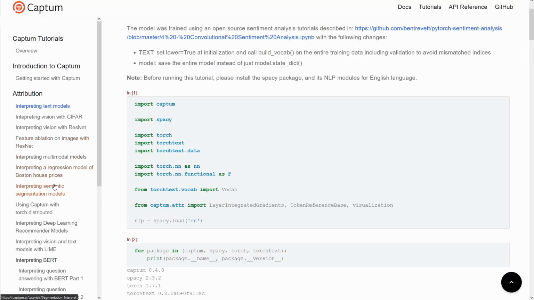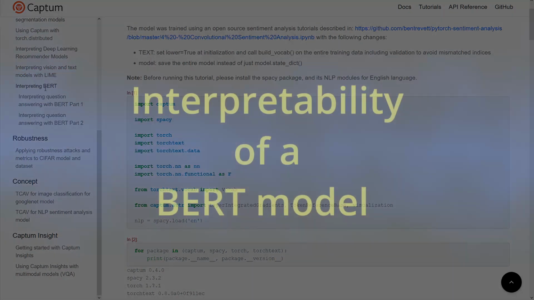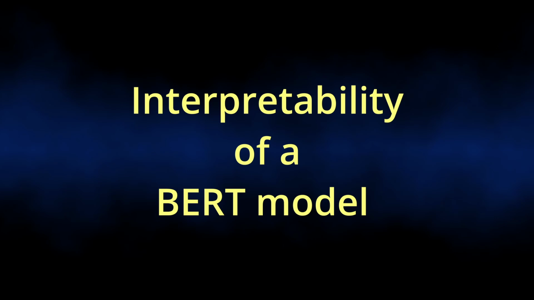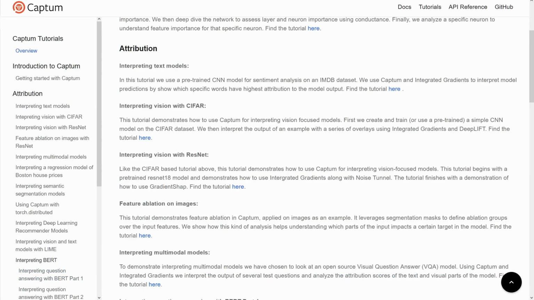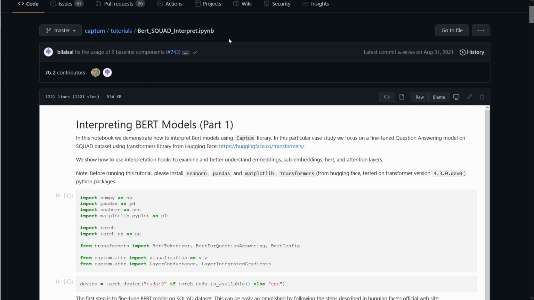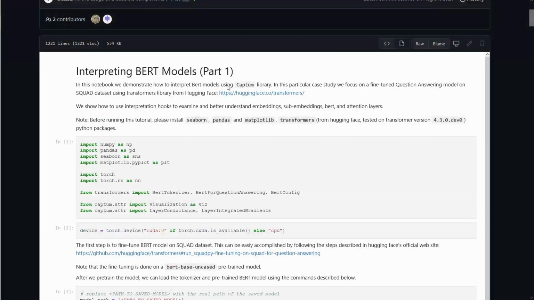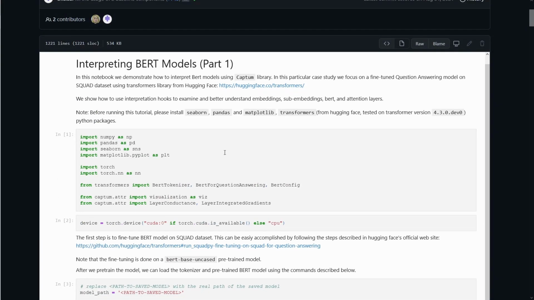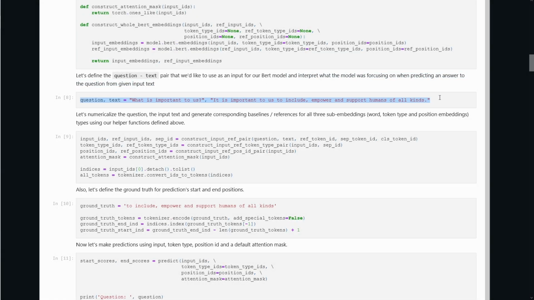Now, I went through this and I focused on interpreting BERT. And there is especially interpreting BERT models. And this is what interested me. So I had a deep dive here. I went to the GitHub repository, the BERT Squad Interpret notebook, and I tried to run this notebook. And I have to say, this was the first time for me. You have a question and a text, the typical BERT. You have the question and answer series.